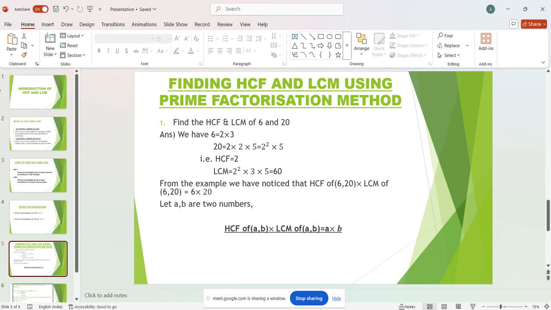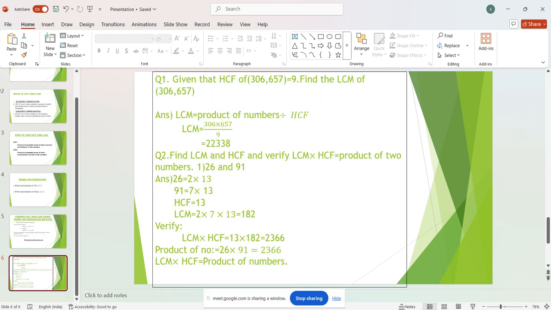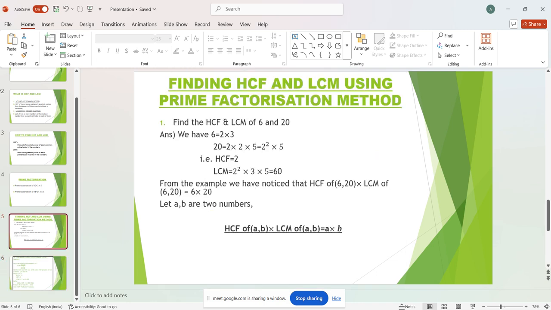Okay. Then another question. So you are understanding that equation. The equation means the product of the two numbers equals LCM into HCF. You are understanding that. Okay, that is my important equation.